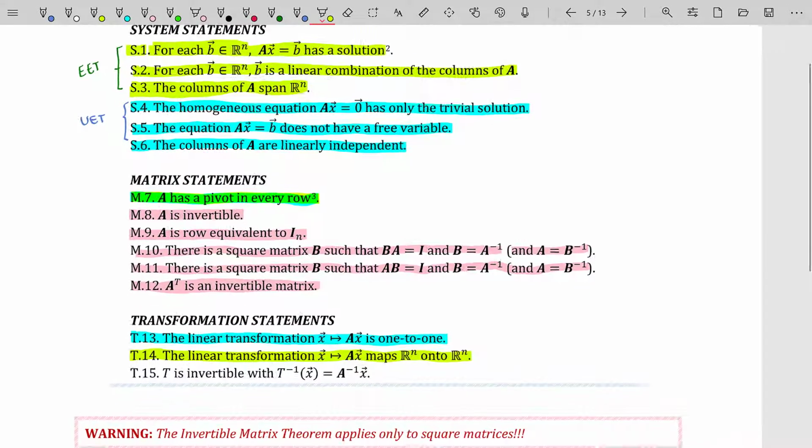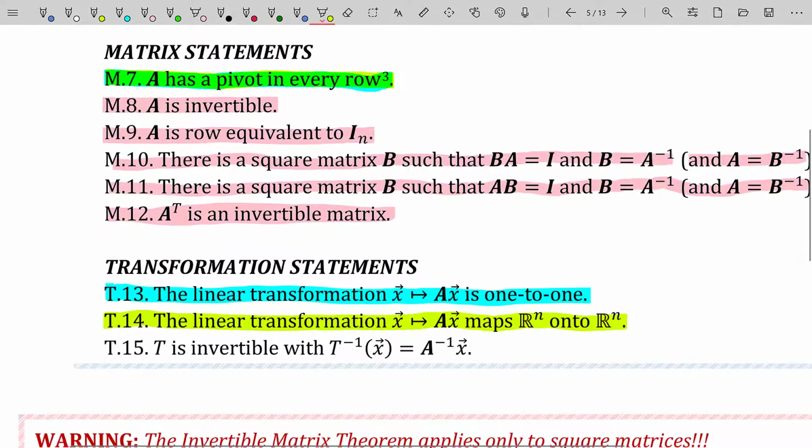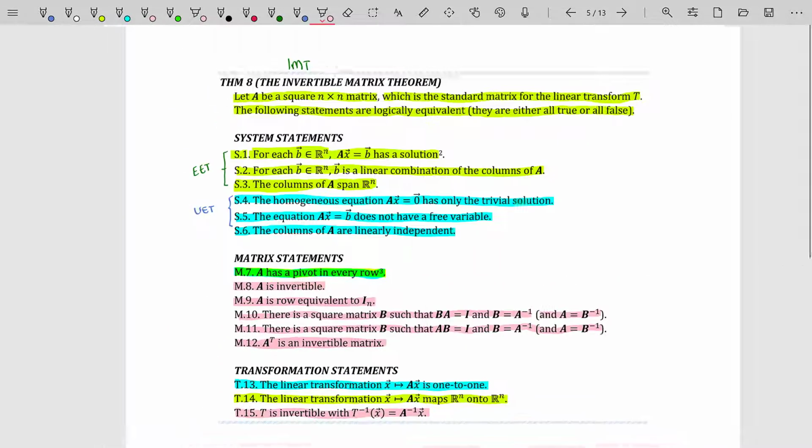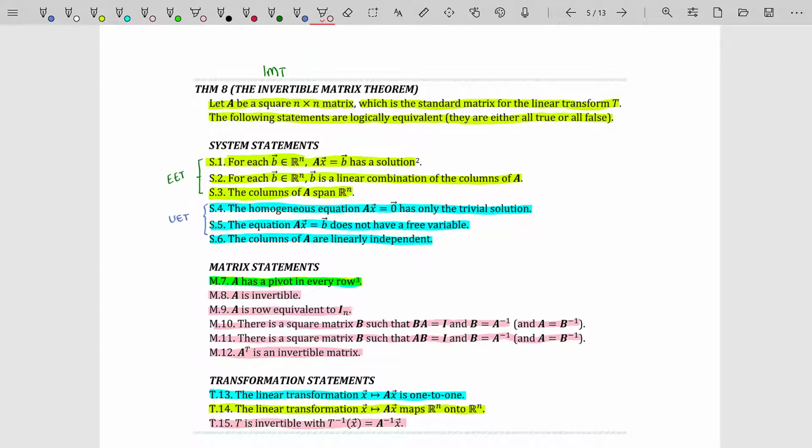The final statement is that T is invertible. Because that's an invertibility statement, it's not one that we have in our equivalence theorems, but the statement is if A is invertible, then the transformation is invertible, where A is the standard matrix for the transformation, and the inverse of the transformation is A inverse x. So there's a nice color-coded invertible matrix theorem.